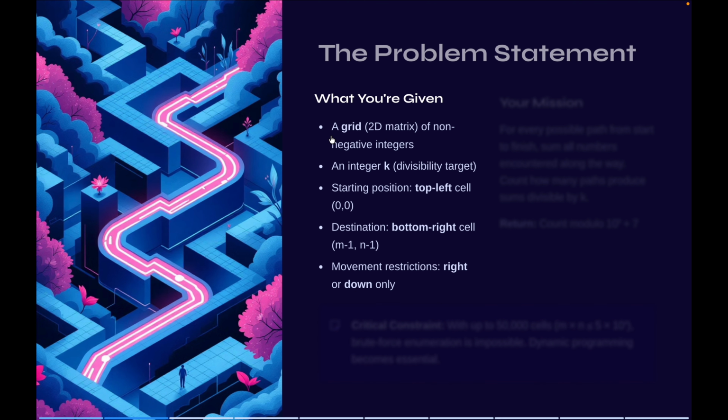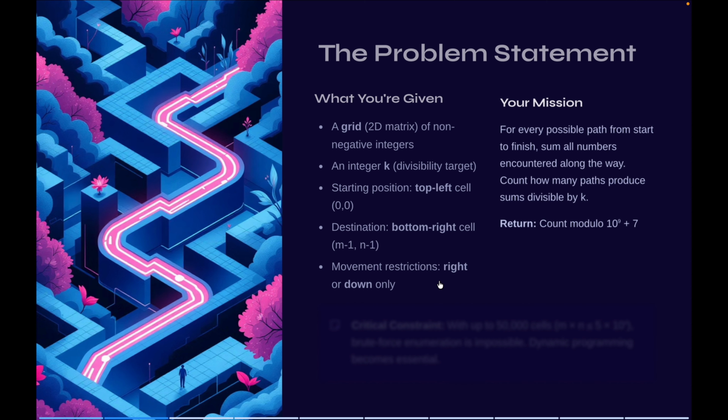So the question is saying that a grid we have given, a 2D matrix we can say, which is non-negative integers, all values are positive values. ठीक है, एंड इंटीजर k अनदर आर्गुमेंट वी हैव गिवन इज k जिससे डिविजिबिलिटी चेक करना है. एंड स्टार्टिंग पोजीशन, तो स्टार्टिंग पोजीशन कहाँ से स्टार्ट होगा 0 ओरिजिन से स्टार्ट होगा और कहाँ पे आएगा डेस्टिनेशन m-1, n-1. So starting position is top left cell and the m-1, n-1 is the bottom right cell. Okay, so if you move, so what is the move restriction? You cannot move all the ways, you only move right and down only. Okay, this is what the question is saying.